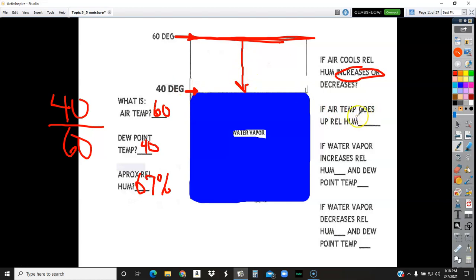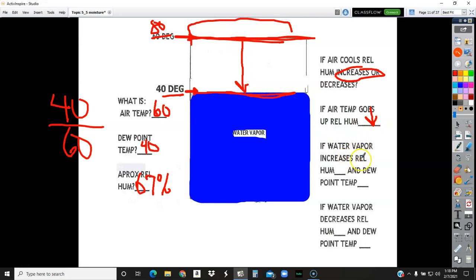If the air temperature goes up, what would happen to humidity? So now leave this water line where it is, leave the dew point at 40, but make the box bigger. So meaning now the temperature isn't 60, it might go up to 70 or 80. You're getting a bigger difference now. They're going the wrong way. Bigger difference, humidity goes down, right? The box will appear to have less water in it.